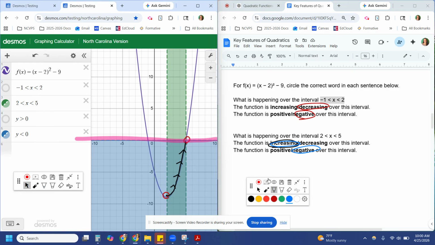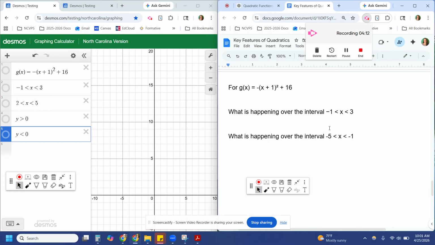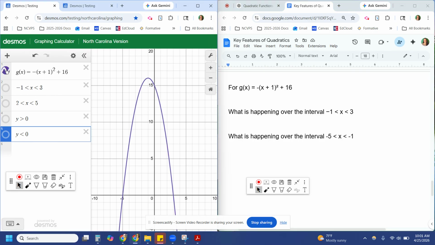All right, now let's take a look at one more example where the function is facing a different direction. All right, team, here is our new function. It's g of x, and I know it's going to be facing down because the a value is negative. So when I turn this on, I'm expecting a quadratic that is opening down like a frowny face. Let's see if we're right. Yep, definitely opening down like a frowny.